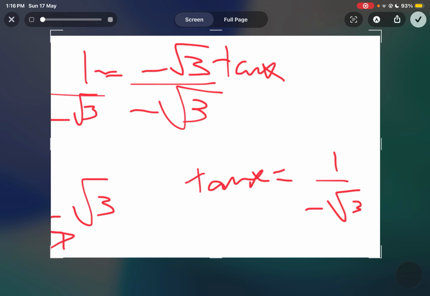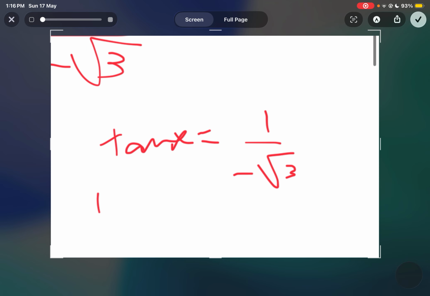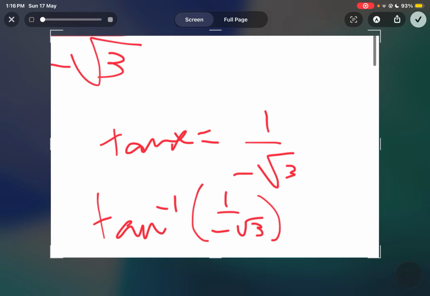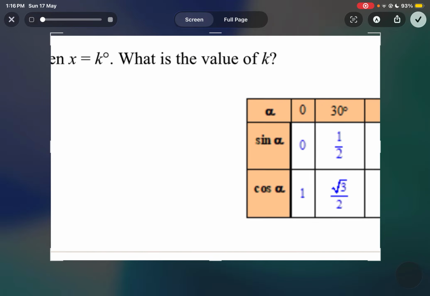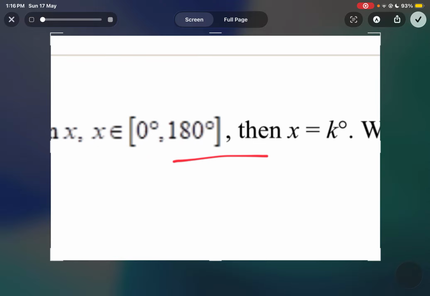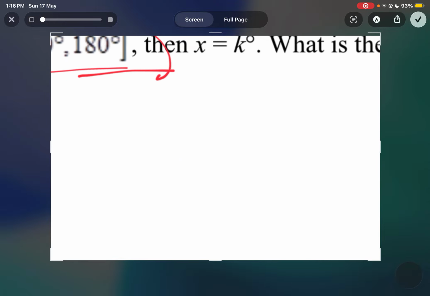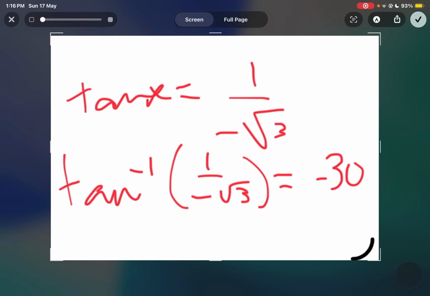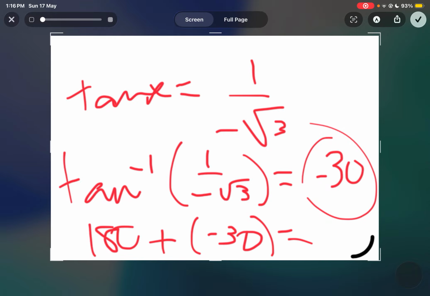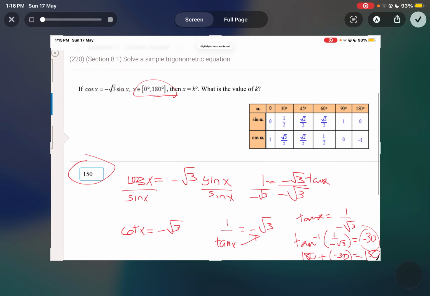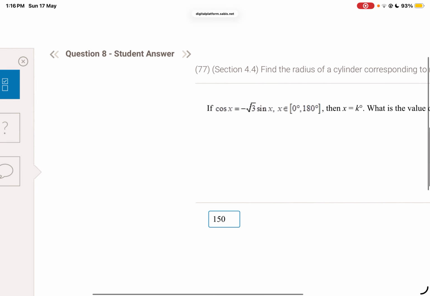So now you have this. You do the inverse of that. So tan inverse of 1 over negative radical 3 will be equal to negative 30. But here it's wrong because they wanted between 0 and 180, okay? So negative 30 is wrong. So you do 180 plus the value you have. So 180 plus minus 30 will be equal to 150. Okay, the answer is 150. Question number 8.